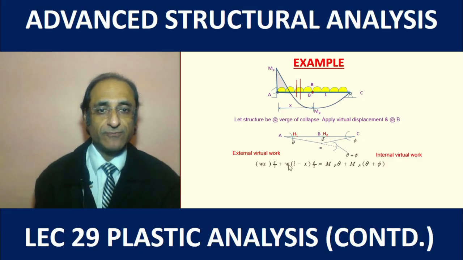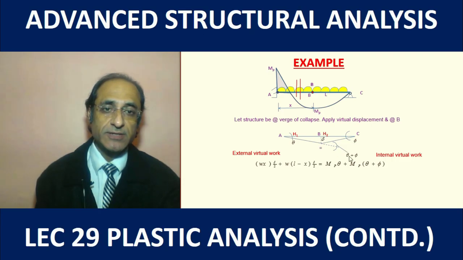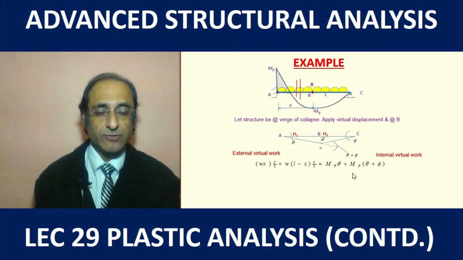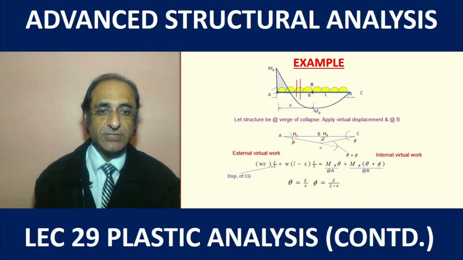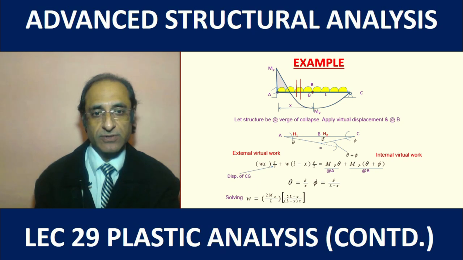So we have the total loads Wx and W(L minus x), and these are the external works which are added up, and then we have the internal works which are done at A and B. So at A we have MP theta, and at B we have MP (theta plus phi). Now we can also substitute here the values of theta and phi in terms of delta and x, and by solving this equation we get an expression for W.